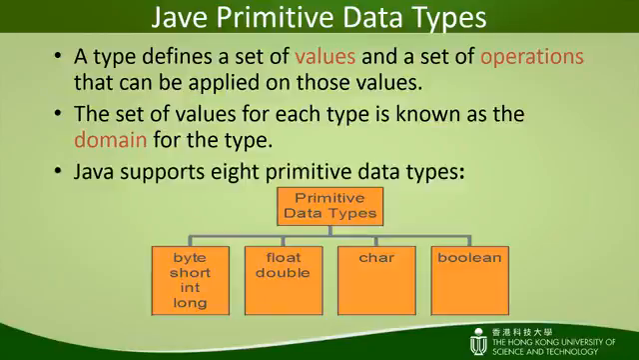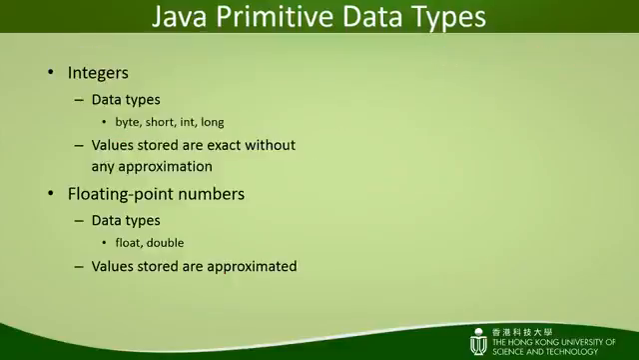Java supports 8 primitive data types under 4 main categories, namely integer, floating point number, character, and Boolean. Byte, short, int, and long are different integer types that occupy different amounts of memory space. Float and double represent floating point numbers, that is, numbers with a fractional part.